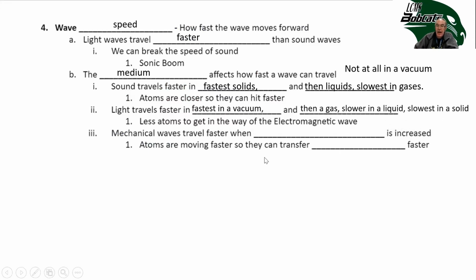Light is exactly the opposite. It can travel fastest through the vacuum of space, like from the sun to the earth, the electromagnetic waves. Then it travels the next fastest in a gas. It slows down in a liquid. It goes slowest in a solid. So if you look, these are exactly the opposite. This one's fastest in the solid, this one's slowest in a solid. This one won't go at all in a vacuum, and this one's fastest in a vacuum. Okay, and there are fewer atoms to get in the way of electromagnetic waves. So where there's no atoms at all, the waves travel the fastest.